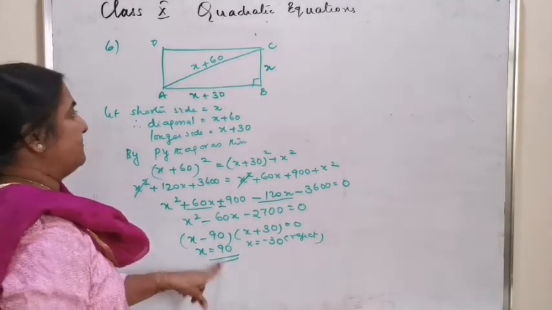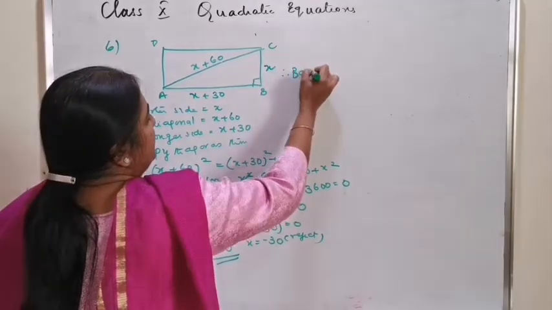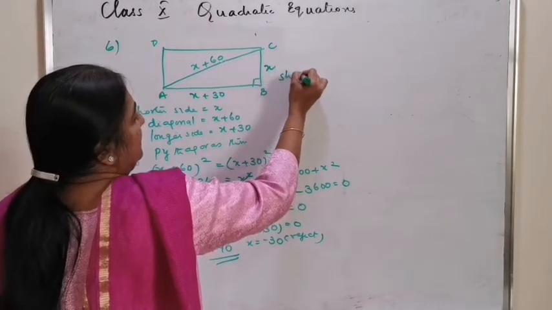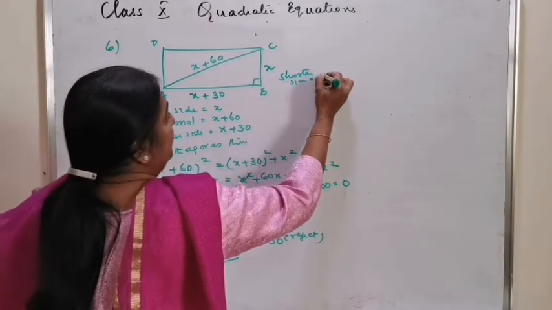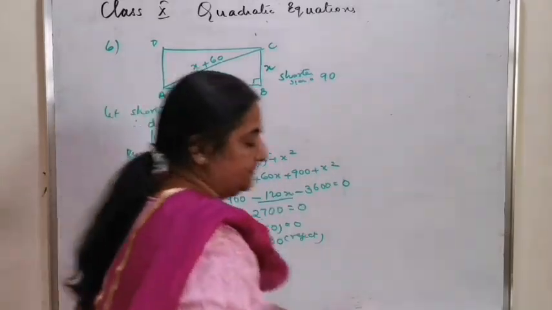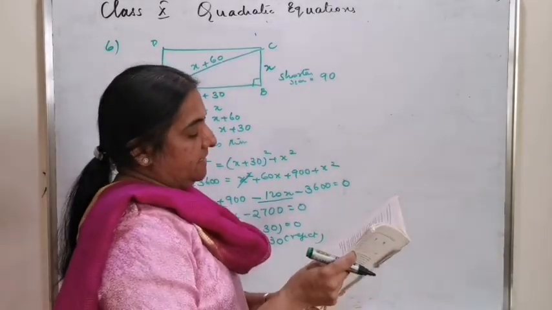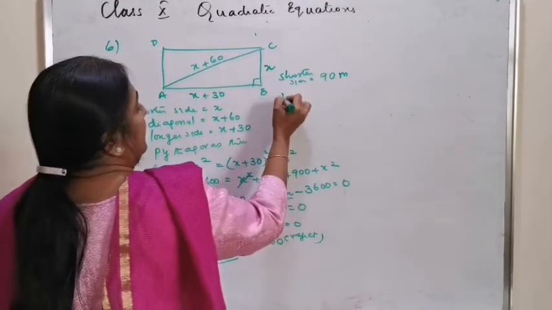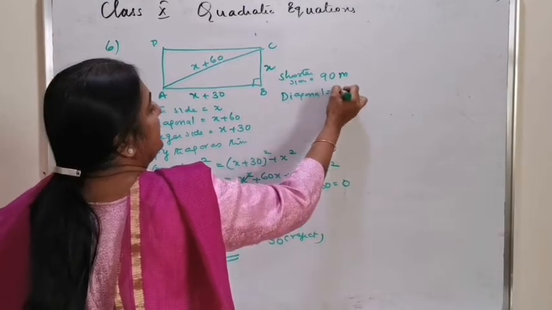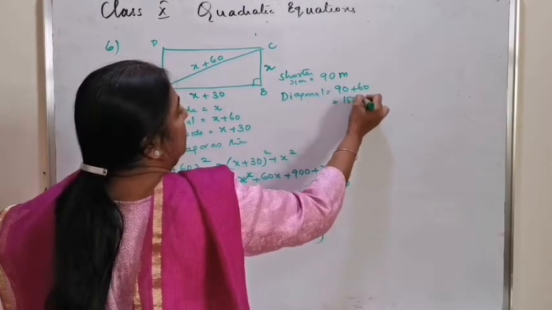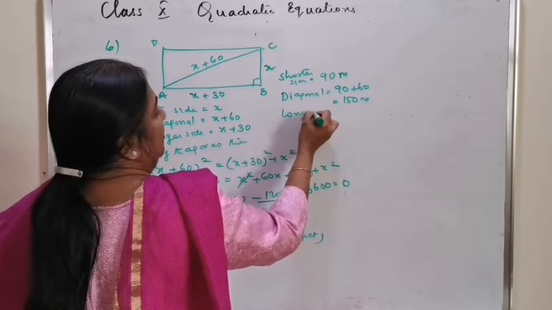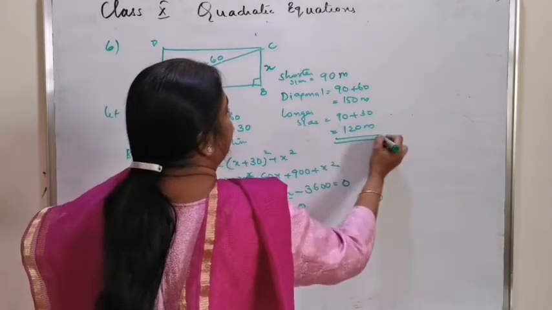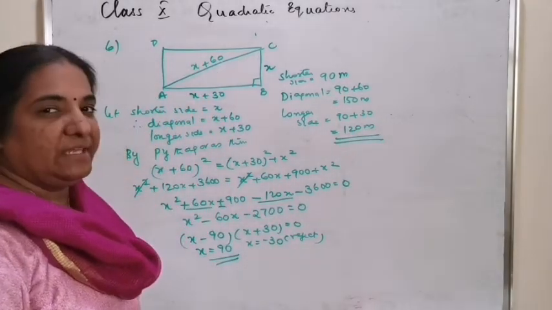because the dimension cannot be negative. Therefore, x means the shortest side. Shortest side is equal to 90 meter. Diagonal is equal to 90 plus 60, which is equal to 150 meter, and the longest side is equal to 90 plus 30, that is 120 meter. So that is the dimensions of the rectangle.